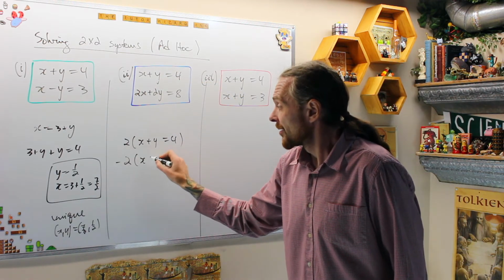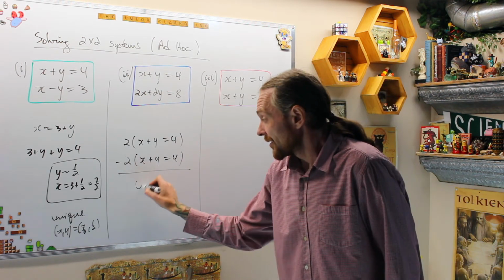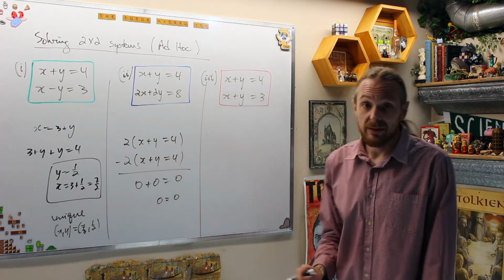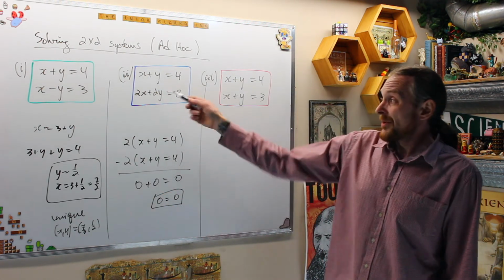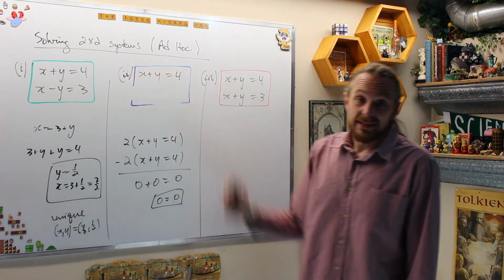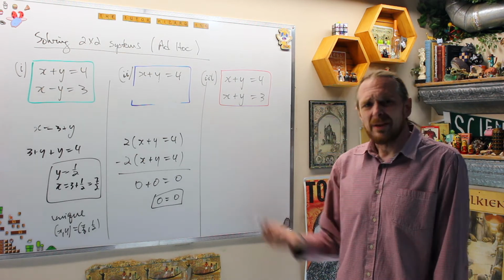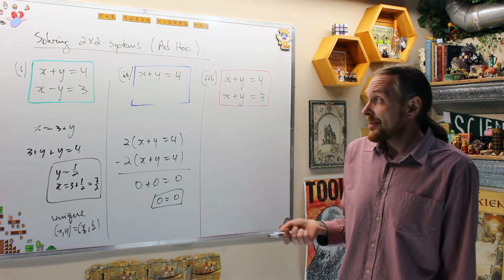So if I take this equation and subtract it from 2 times this equation, I'm going to get 0 plus 0 equals 0, and that's a tautology. What that means is there was no new information in that system. There's only one equation in this system. In fact, it's not a 2 by 2 system, it's a 1 by 2 system. And what did we learn from our previous videos? If this is the scenario, there have to be infinitely many solutions.